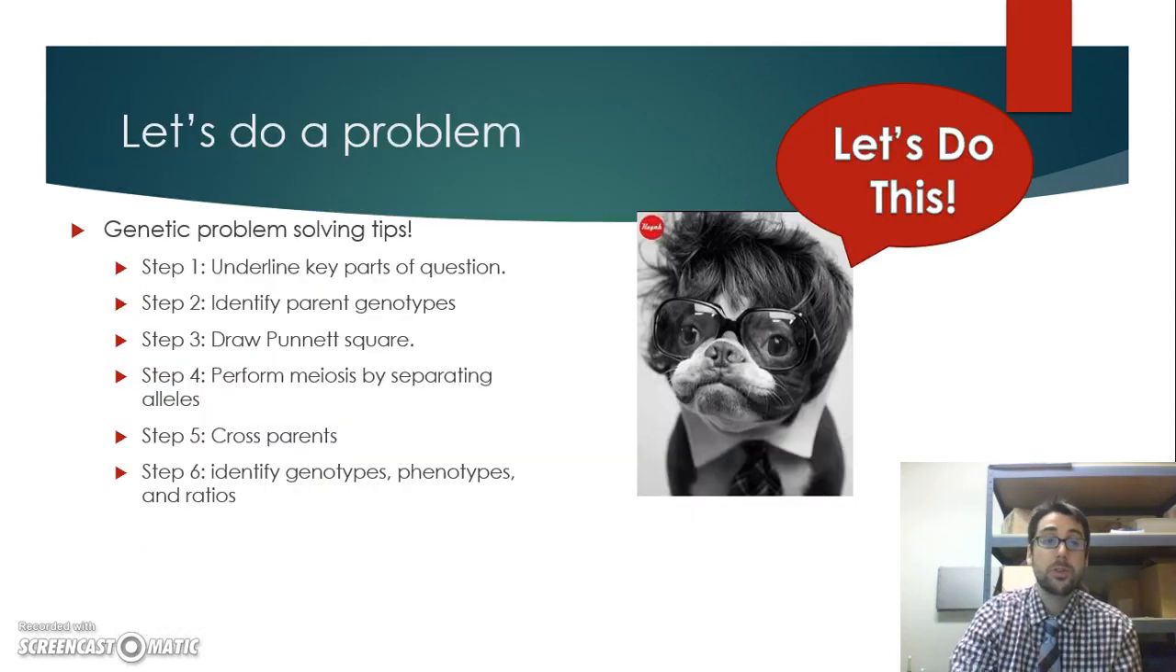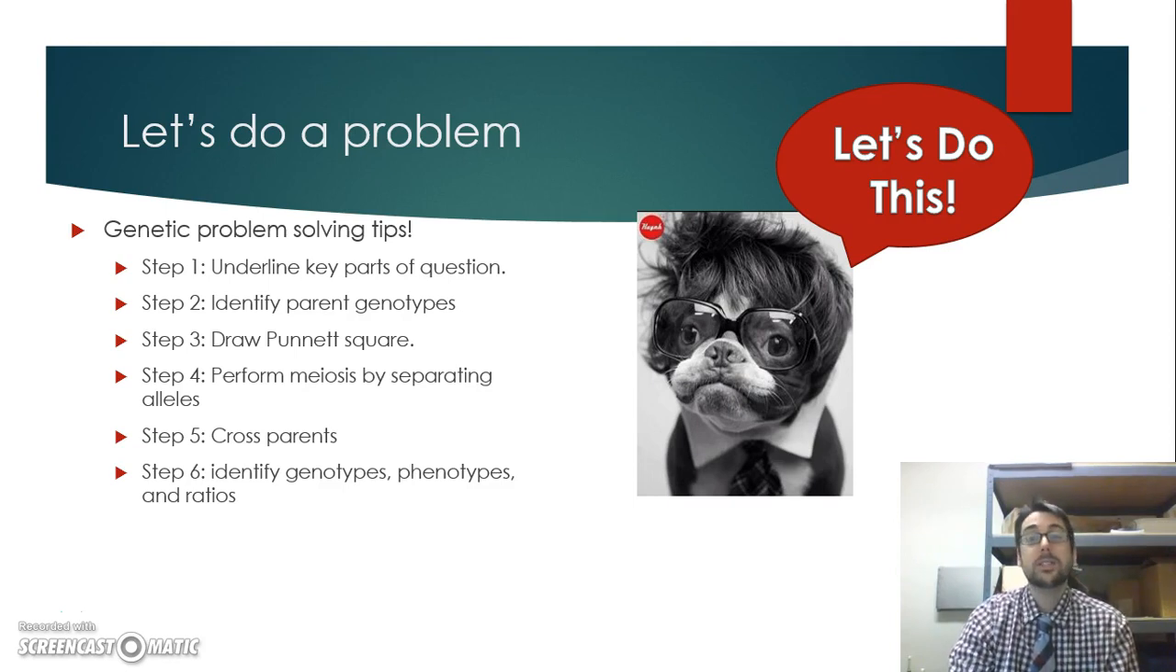We're going to go through a systematic approach of solving a Punnett square. So step 1, underline all the key parts of the question. Step 2, identify parent genotypes. Step 3 is drawing the square itself, which shouldn't take very long. Step 4, perform meiosis by separating the alleles. Now it sounds fancy, but really what I'm trying to say here is you identify the parents' genotypes and you organize it on your Punnett square so that you're only going to give one allele. Then cross them and identify genotype and phenotype ratios.